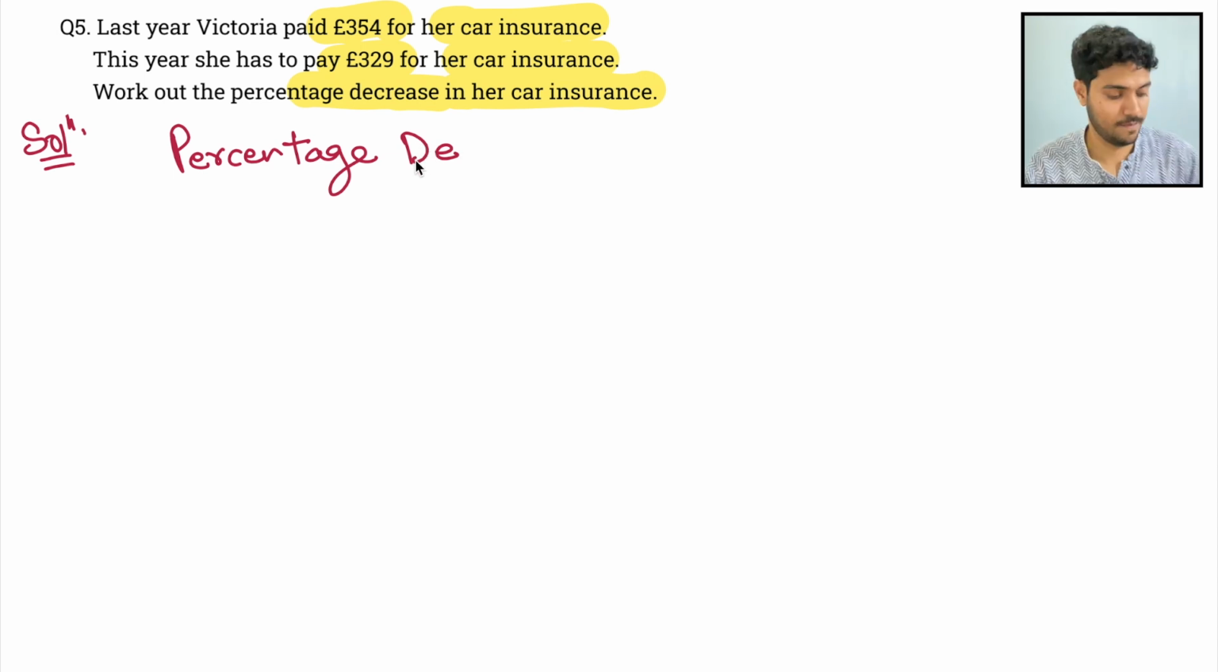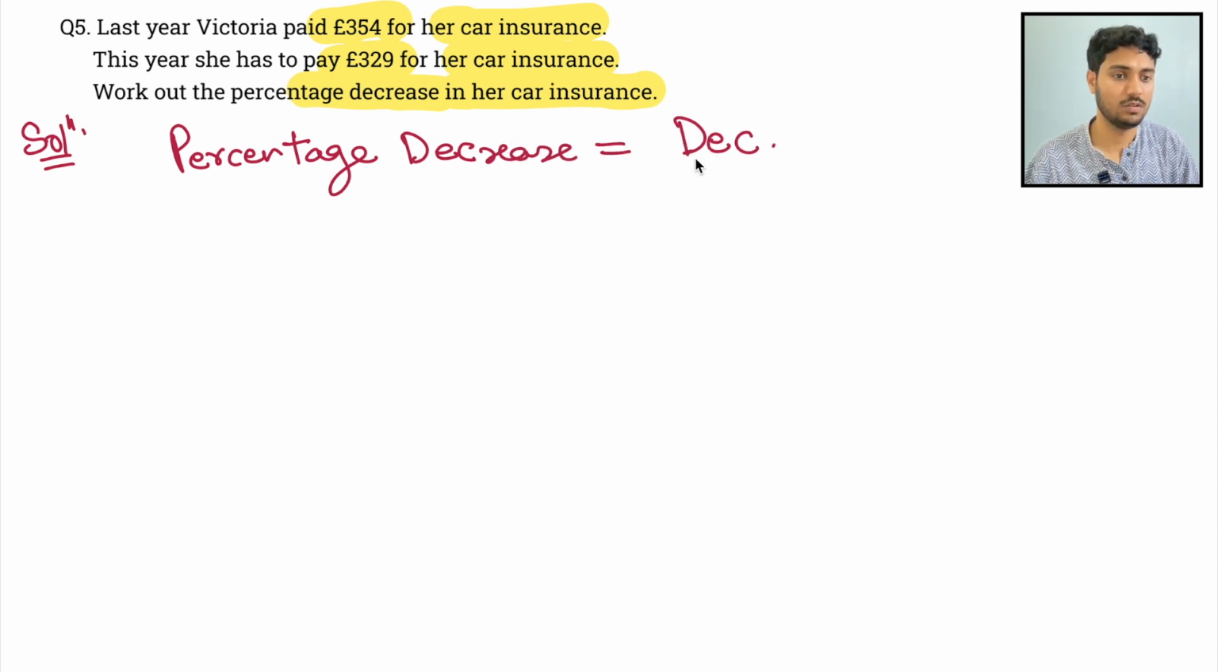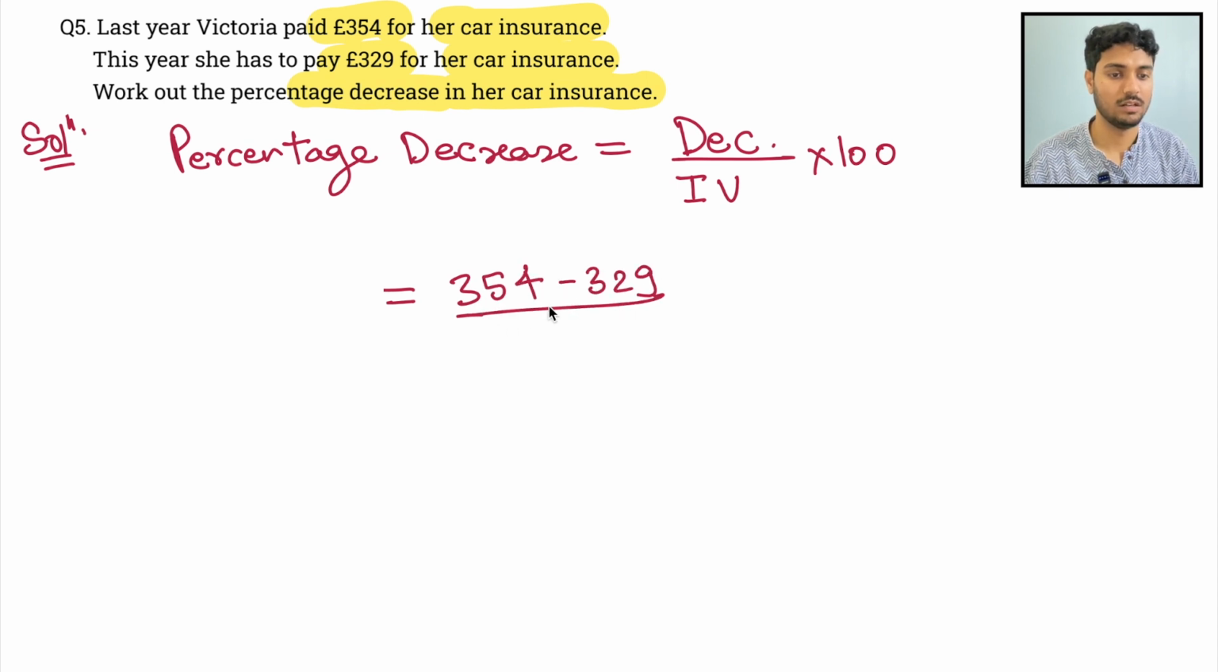Just a second. We have to find the percentage decrease. So that is decrease value upon initial value multiplied by 100. So decrease in value is 354 minus 329. That's the decrease, divided by initial value, that was 354, multiplied by 100, and that's how you'll get your answer. 354 minus 329 divided by 354 multiplied by 100, and the answer is 7.06.